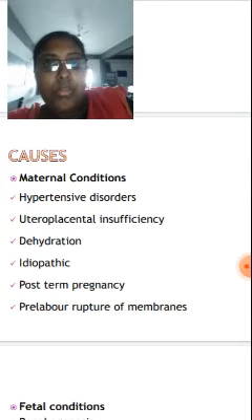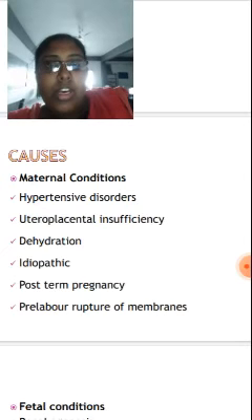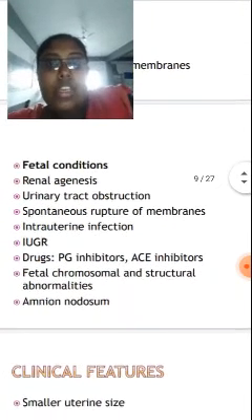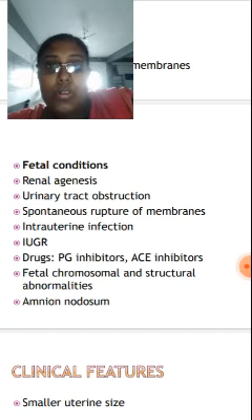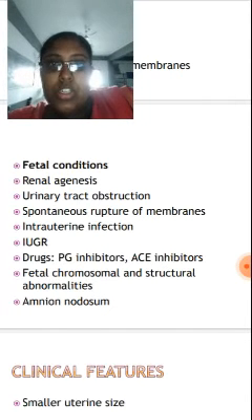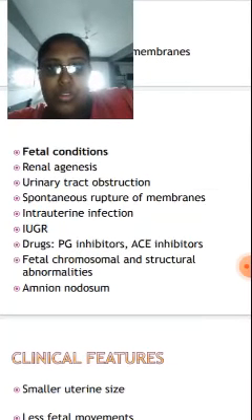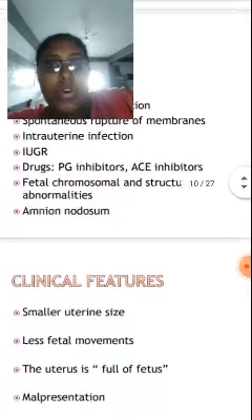These are some of the maternal causes of oligohydramnios. Oligohydramnios is the reduction in amniotic fluid to less than 200 ml at term, with an amniotic fluid index of less than 5 centimeters. Some fetal conditions are fetal renal agenesis and urinary tract obstruction, because urine is also a main source of amniotic fluid. Then spontaneous rupture of membranes, intrauterine infection, IUGR, and drugs, that is iatrogenic causes, such as prostaglandin inhibitors and ACE inhibitors, fetal chromosomal and structural anomalies, and amnion nodosum. These are some of the fetal conditions that may lead to oligohydramnios.